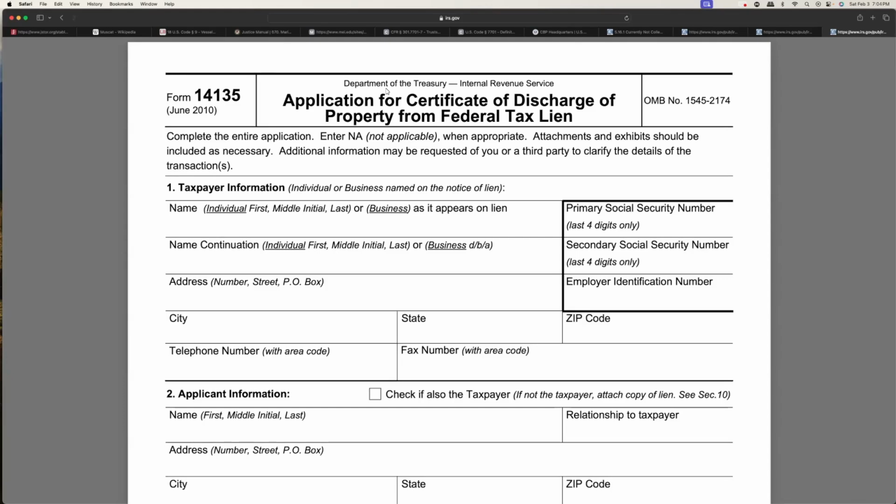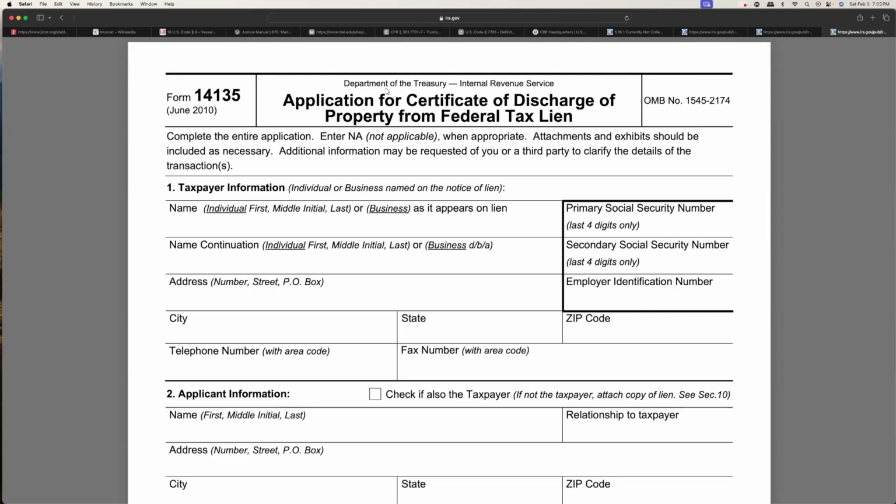All right. Now, property here, when it says discharge of property, it doesn't necessarily mean that it only pertains to real estate. It can be against you. It can be against the business. It can be against machinery. It can be against vehicles. And that's all considered property.